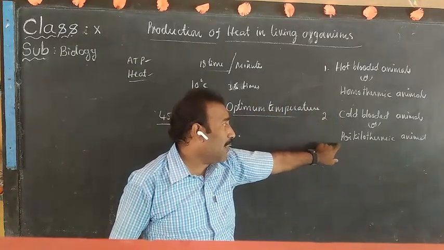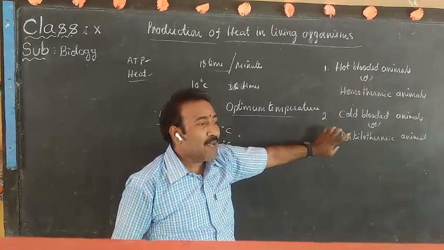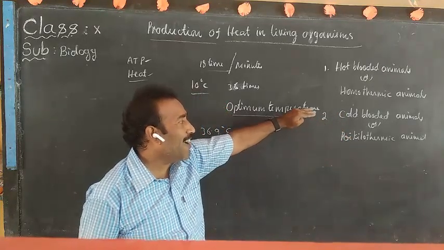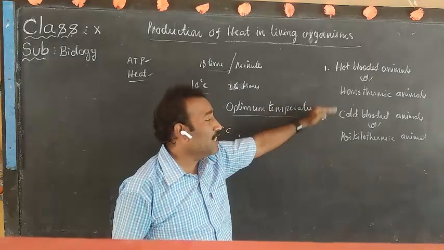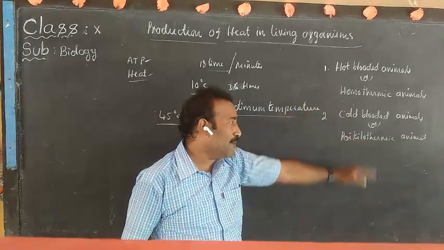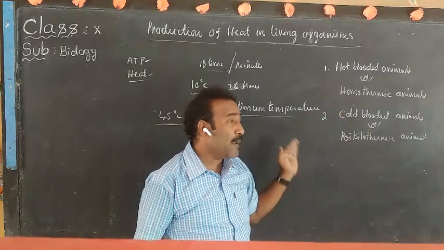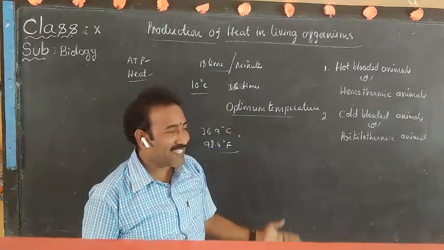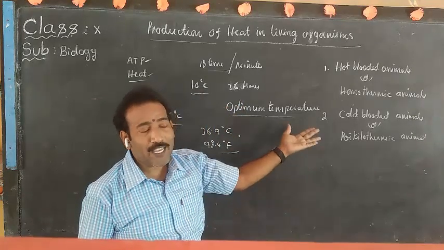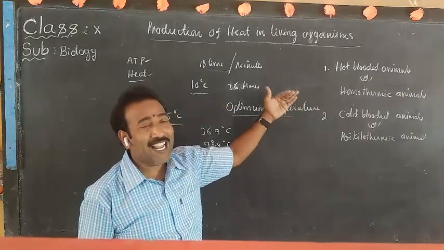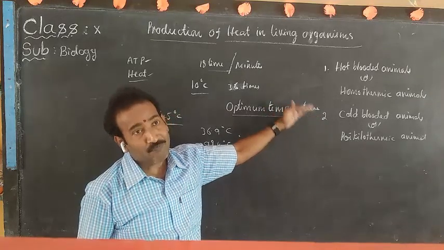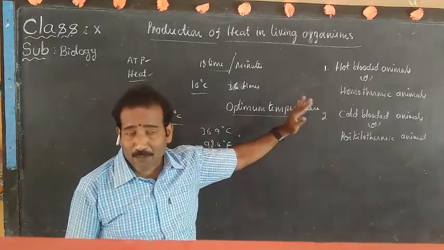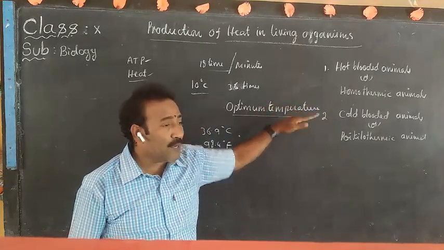Cold-blooded animals are poikilothermic animals. Some animals have no capacity to maintain a constant body temperature, so they are called poikilothermic animals or cold-blooded animals. For example, fishes, amphibians, reptiles. They have no capacity to maintain a constant body temperature. That's why fishes and reptiles are able to live at low temperature.